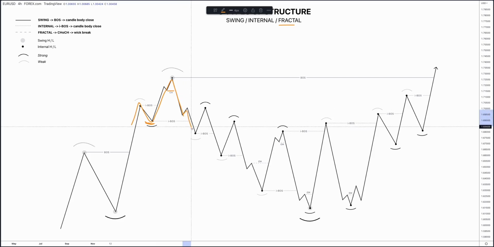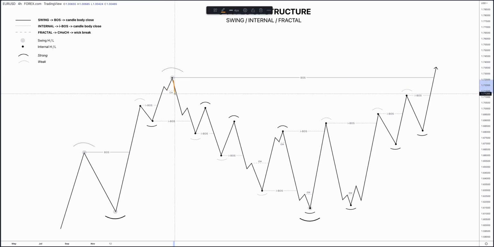It's only when we get the internal BOS, so the IBOS, right? Where the internal, that medium-sized structure, right, shifts bearish at that moment, that's when we have true confirmation that the swing structure is pulling back, okay? Appreciate, again, this is a lot to think about, but essentially we have the three types of structure: the big swing structure, sort of your medium internal structure, right? And your tiny fractal structure.